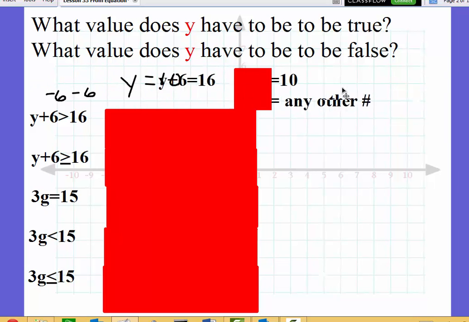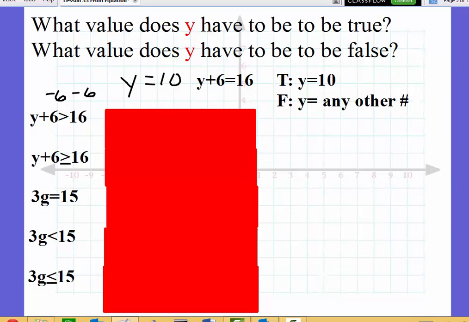Let's check. Yep, y equals 10, and then if I put any other number in for y, it's going to give me a false statement. Let's try 0. 0 plus 6, that would be 6. 6 is not equal to 16. So any other statement would be false, would be incorrect. Let's try our next one.